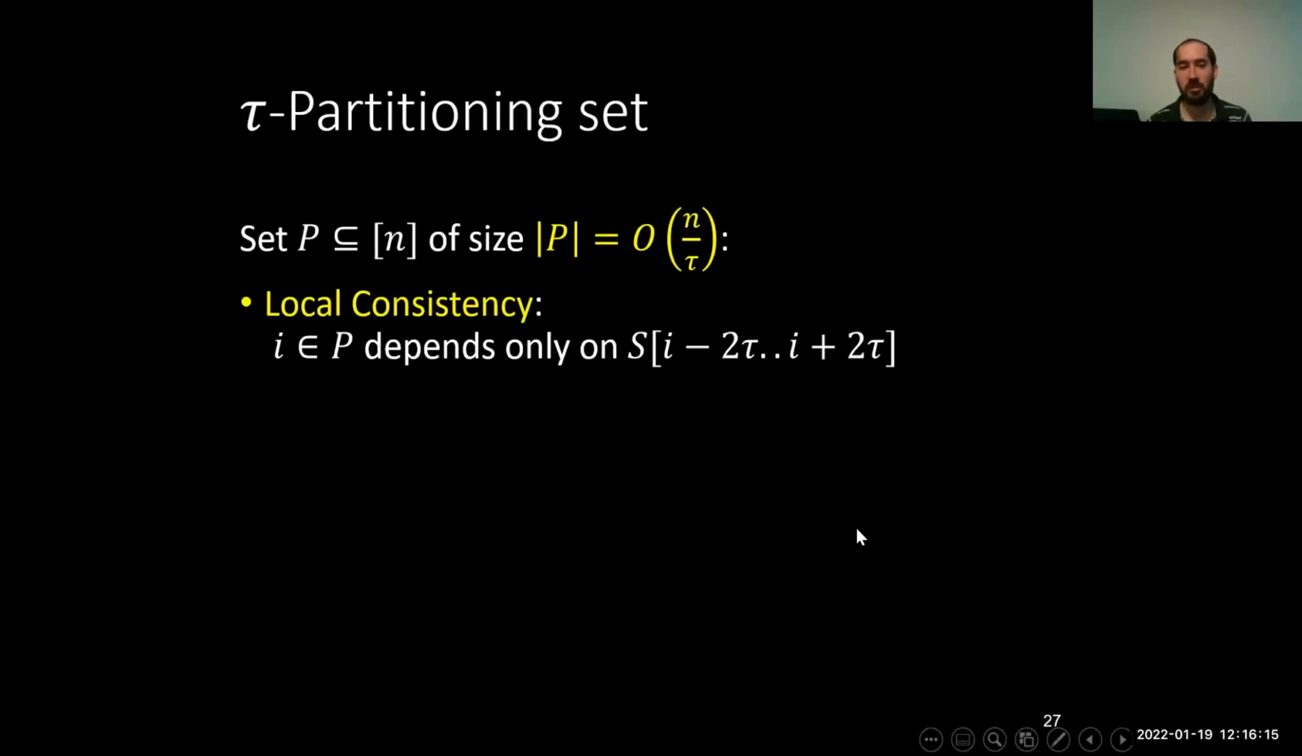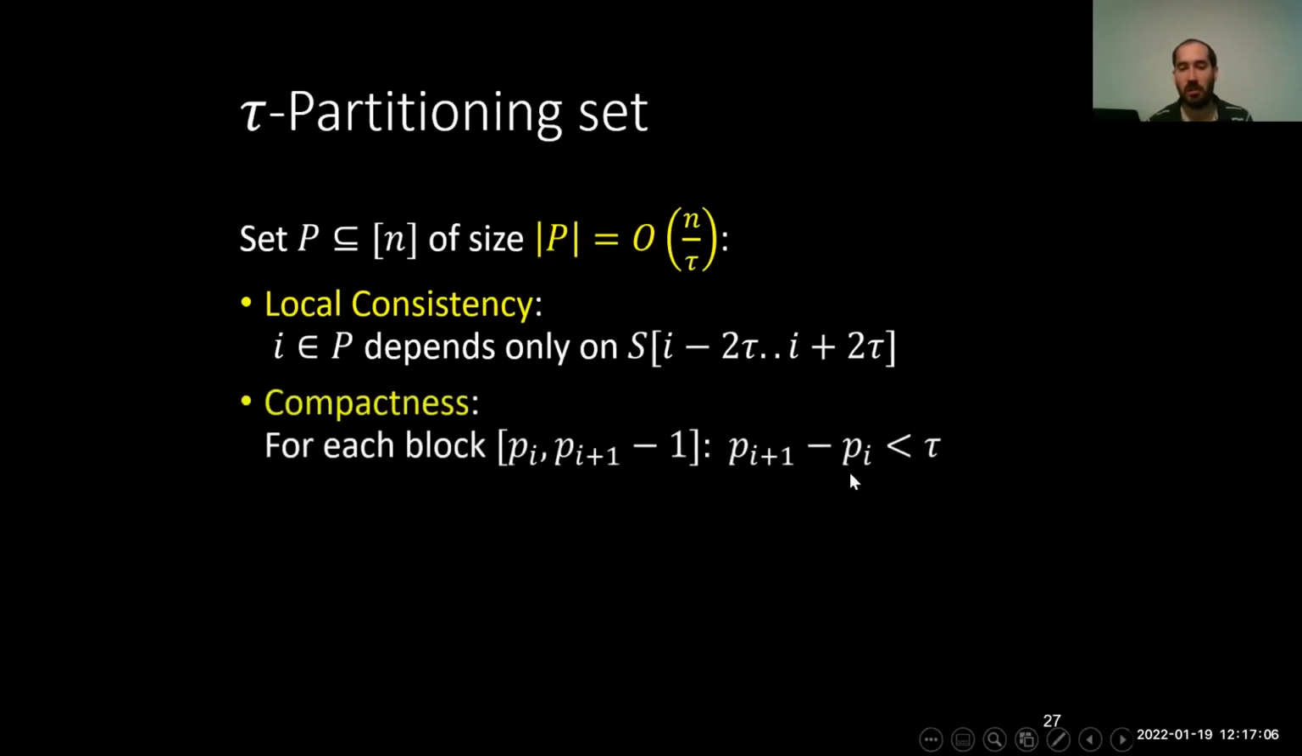The tau partitioning set is a set of positions from our string, between 1 to n, that has three properties. The first property is that the size of the set should be small to fit our memory, of order n over tau. In addition, we want it to have local consistency. As we said, we are only considering the case where we have a large string that appears more than once, and we want the same location to be taken into the set P in all the copies. Therefore we want local consistency, which means that the decision whether a specific position i is in the set or not depends only on a short string around position i, here of length 4 tau around position i.